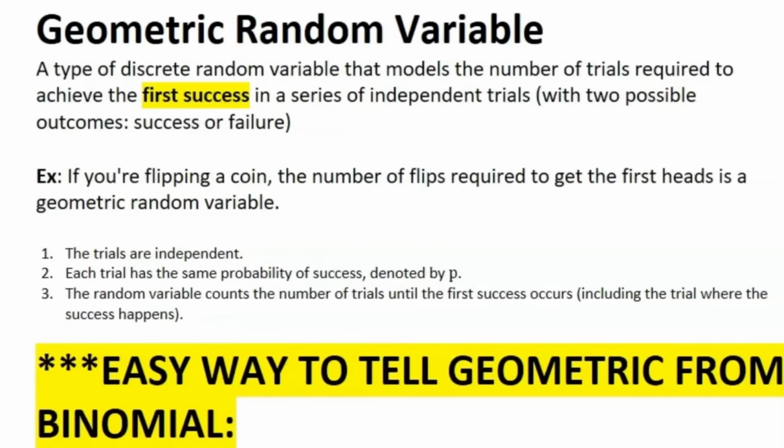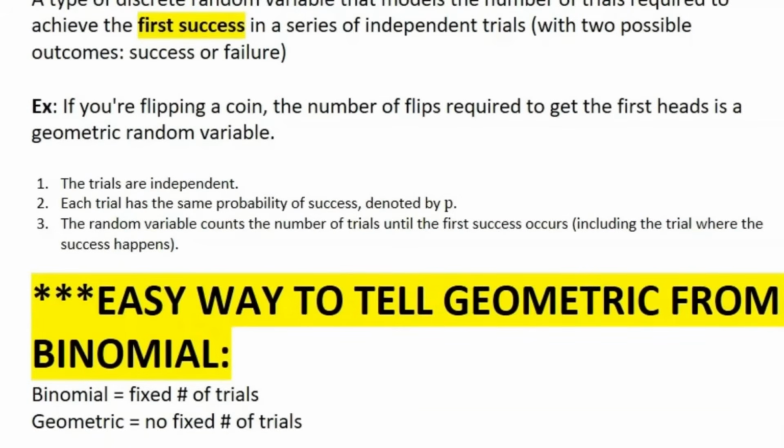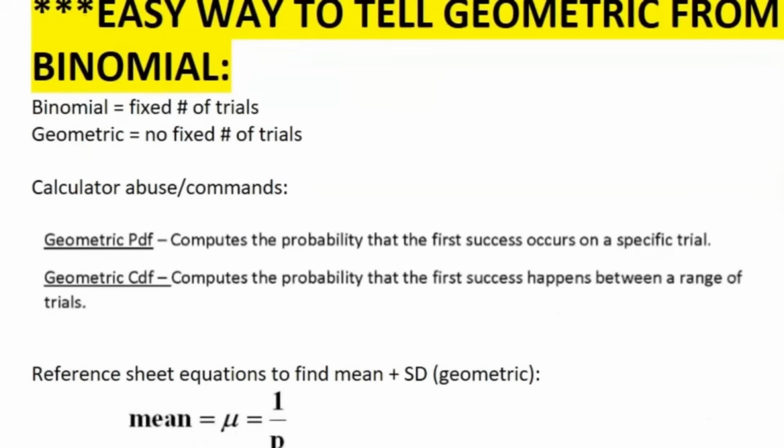That is the example of a geometric random variable. Here are a couple criteria. The trials have to be independent. Each trial has to have the same probability of success denoted by P, and the random variable counts the number of trials until the first success occurs, like we talked about before in the definition. Now, easy way to tell geometric random variables from binomial random variables is the following. Binomial random variables have fixed number of trials. Geometrics do not have a fixed number of trials, so look out for the keyword until.